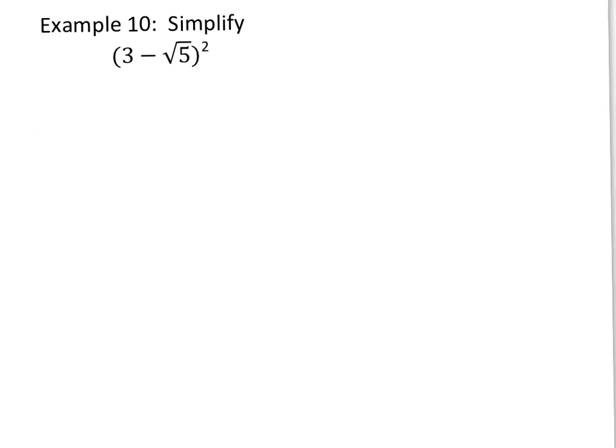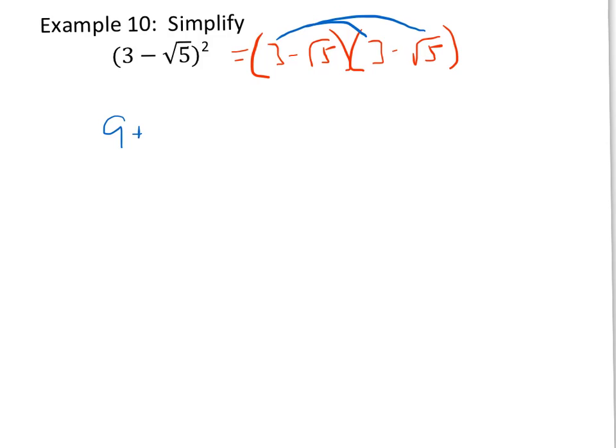Okay, and the last one. Now it looks like just a binomial, but if you remember, this means 3 minus root 5 times 3 minus root 5. You do not distribute this. We do not do that. No. Everybody wants to do that though. It's a bad habit. So, FOIL, first times first, gives us 9.